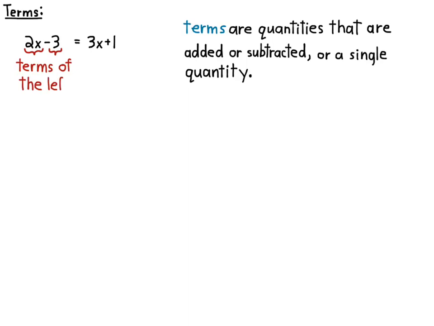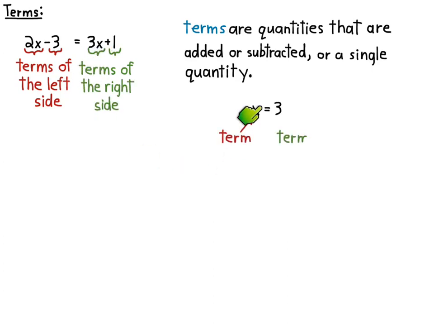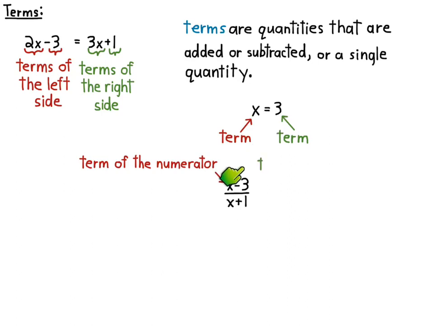So 2x and -3 are terms of the left side here. 3x and 1 are terms of the right side. x is a term of the left, 3 is a term of the right. These are also factors. x is a factor of the left, 3 is a factor of the right.